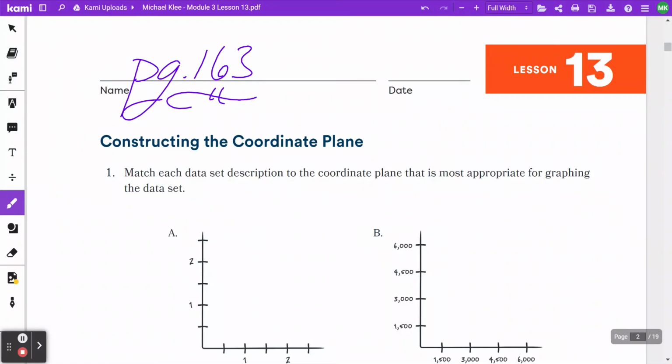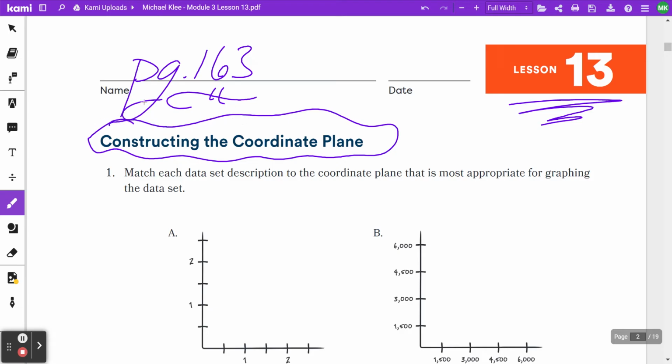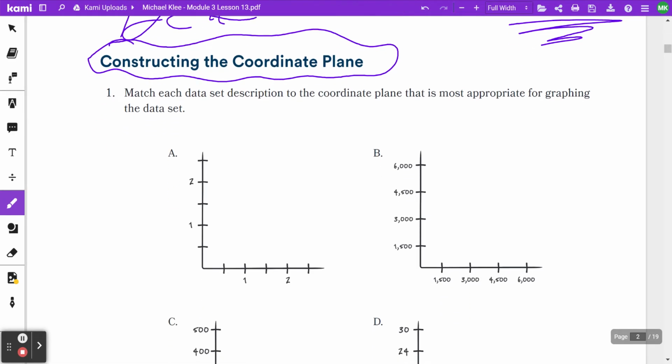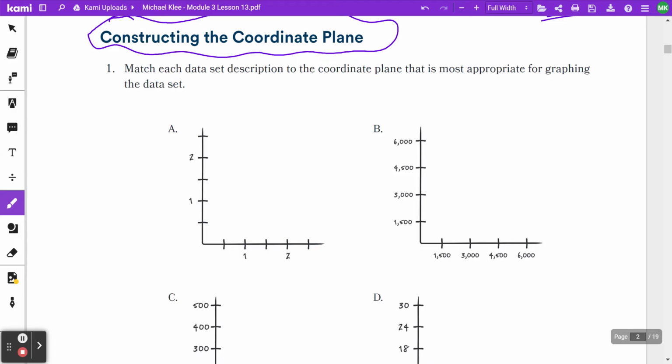This is grade 6, module 3, I believe, lesson 13, and this is all about constructing the coordinate plane. This is a difficult lesson. I'm not going to tell you this is super simple because I just don't think it is. However, it is definitely doable. I have a couple of tricks that are going to help you out a little bit.